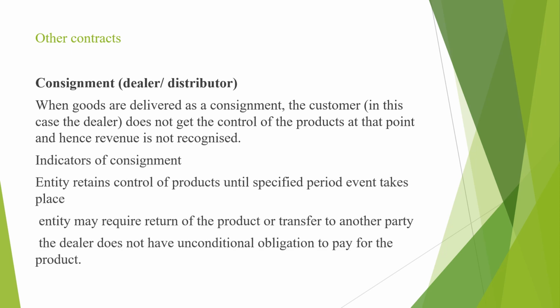The indicators of consignment are that the entity retains the control of the product until a specified event takes place, like the dealer or distributor sells the goods. The entity may require to return the product or transfer it to another party. So if the sales do not happen, the dealer can return the goods to the owner, the manufacturer. The dealer does not have an unconditional obligation to pay for the product. So even if an entity delivers the goods to the dealer, the dealer is not under any obligation to pay the amount. So the dealer will pay only after the sales takes place.